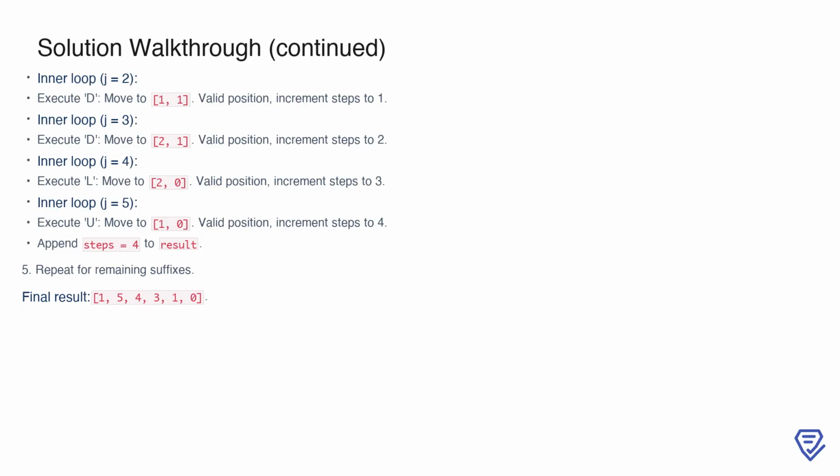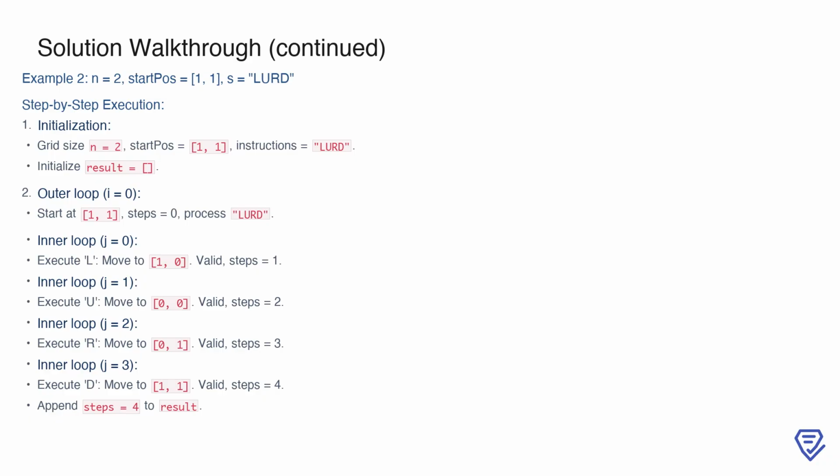Following this same logic, we repeat the process for the remaining suffixes, calculating the number of valid steps for each one. By the end, we determine that the final result for all suffixes is 1, 5, 4, 3, 1, 0.